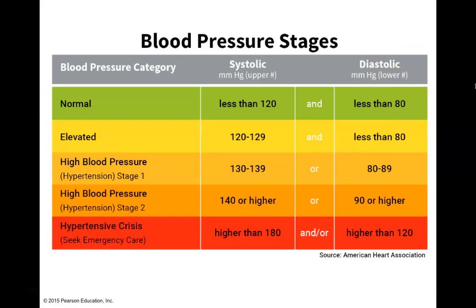These numbers actually got changed just about 2 years ago by the American Heart Association. They got lowered, which pushed many more Americans into the realm of having high blood pressure. Normal blood pressure is considered less than 120 and less than 80. Elevated is 120 to 129 and still less than 80 for diastolic. You start to get into blood pressure stage 1, 2, and 3 as you get into these 130/80 ranges or higher. You can read these here, and if it's 180/120, that's a crisis.